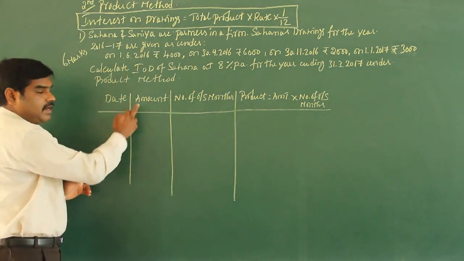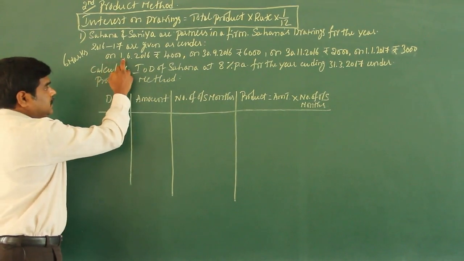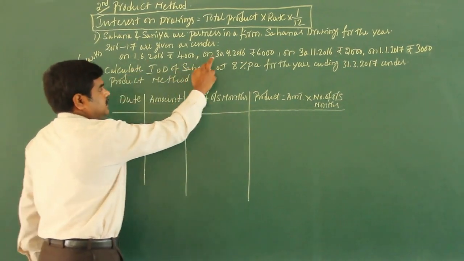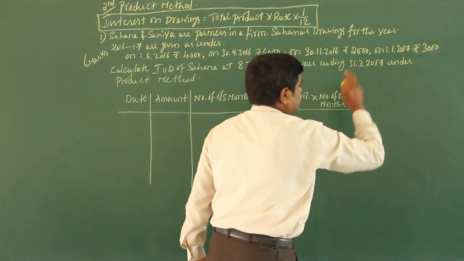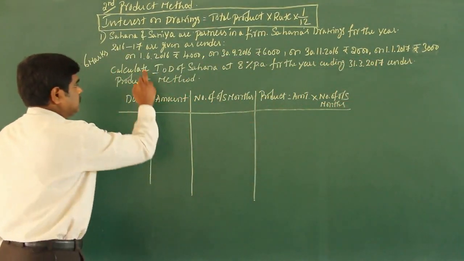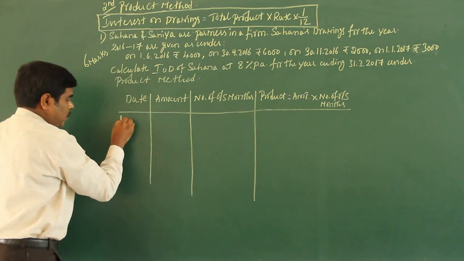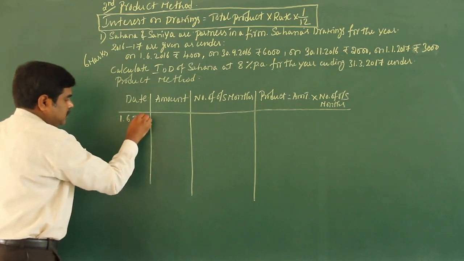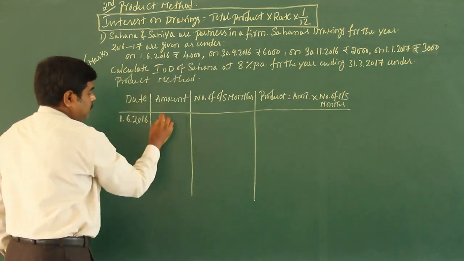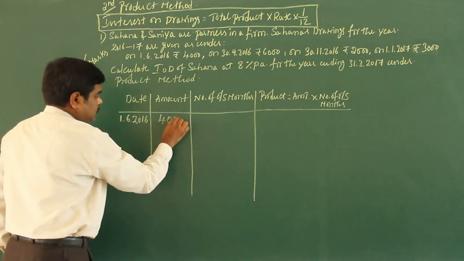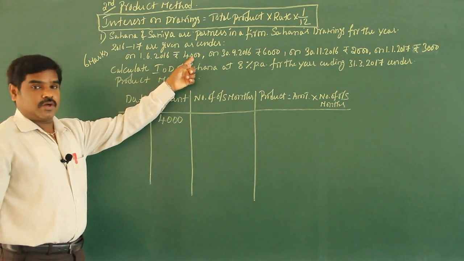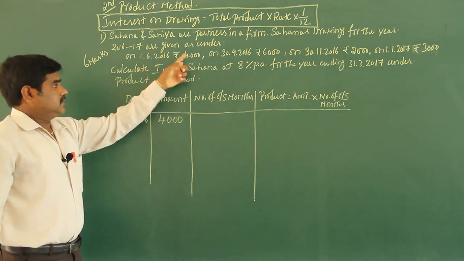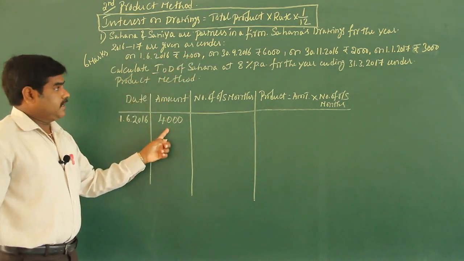Now these 2 pieces of information are already given in the problem: date and amount. These are the dates: first, second, third, and fourth date of drawing. First write the date of drawing, 1/6/2016, and the amount of drawings, 4,000 rupees. On 1/6/2016 money is drawn for personal use by Sahana, 4,000 rupees; you write it here.